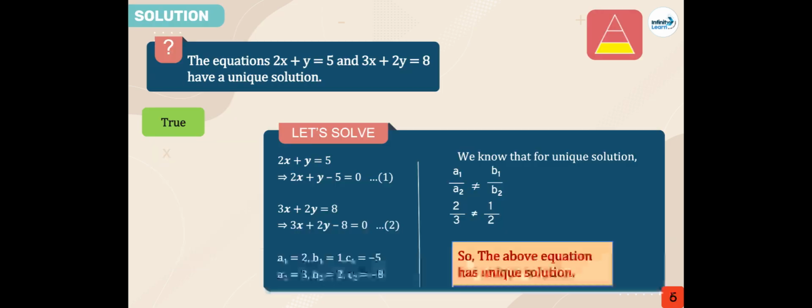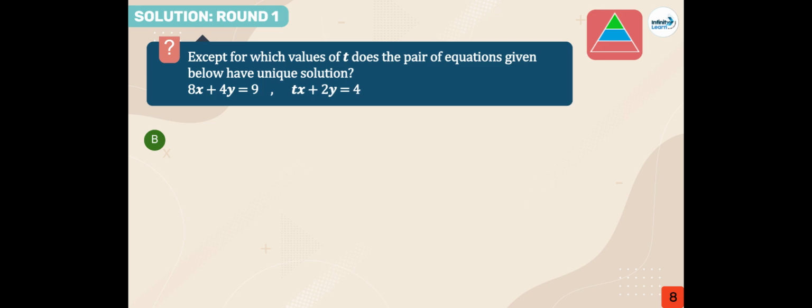Clear? We have to check whether the given equation has unique solution or not. What is the condition of unique solution? a1 upon a2 must not be equal to b1 upon b2. By applying the value, 2 upon 3 is not equal to 1 upon 2, therefore the above equation has unique solution. We're going to solve the quiz in the last.